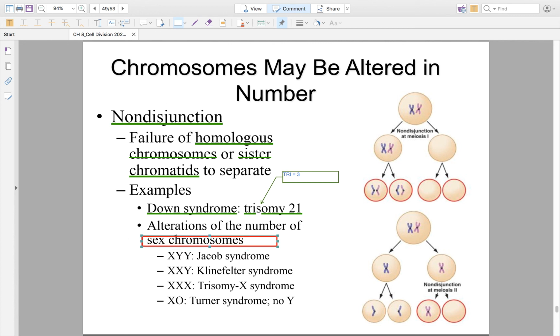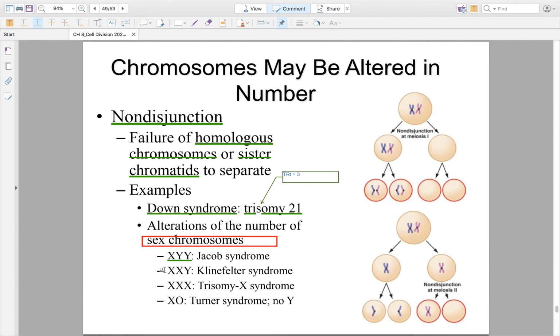Okay, like Jacob syndrome is an interesting one. It's an XY. So it's a male, right? But they have an extra Y chromosome. And usually they don't even know that they have it, actually. A lot of people with Jacob syndrome can go on their whole life and not even realize that they have Jacob syndrome unless they get a full genetic panel.